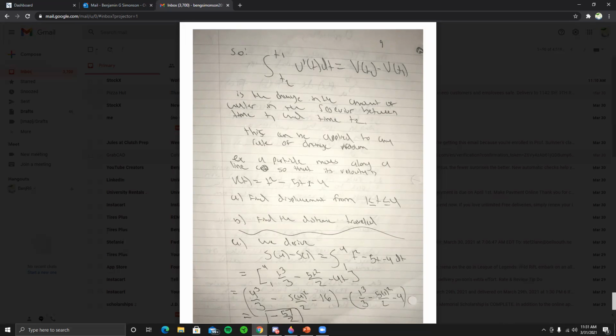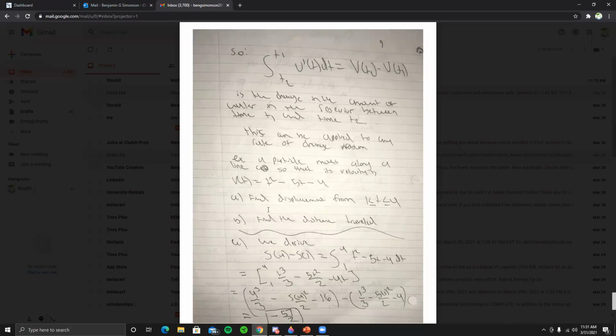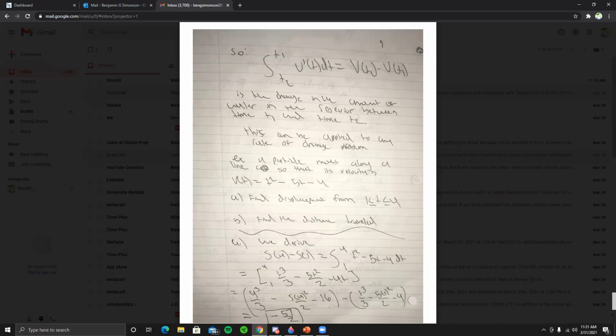So a particle moves along a line so that its velocity can be modeled by V of t is equal to t squared minus 5t minus 4. And we can find the displacement from a given interval. And we can also find the distance traveled. So here it's important to note that there's a difference between displacement and distance. If traveling in one direction and then another, velocity can be positive or negative. So the net change in displacement won't be the same as the distance, because displacement is from the velocity. And as stated, the velocity can either be negative or positive, while distance can't really be negative.